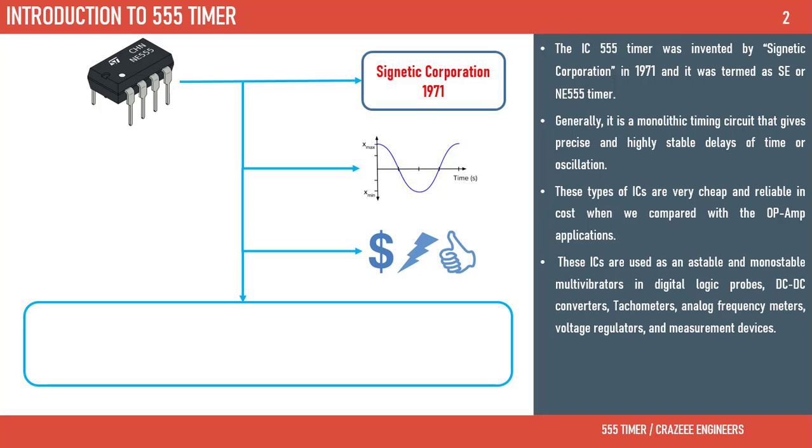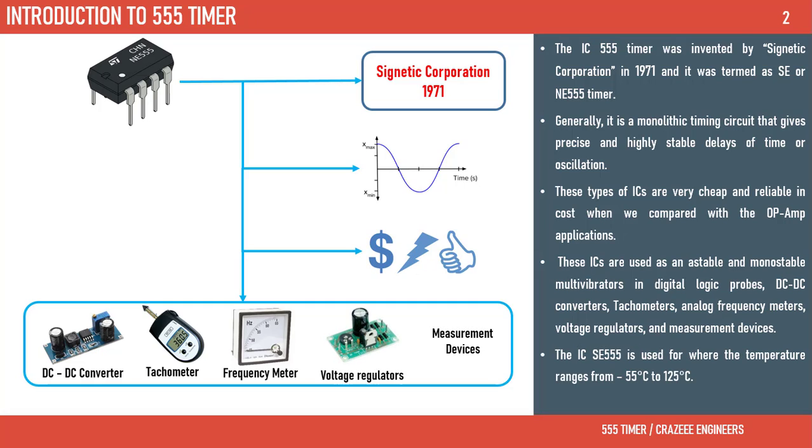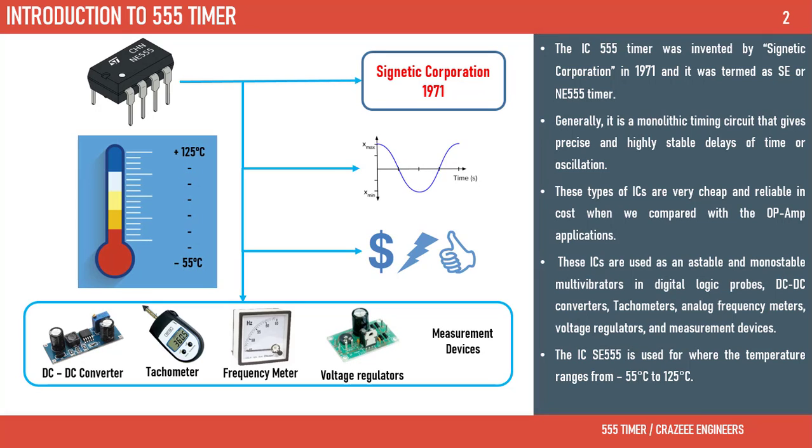These ICs are used as astable and monostable multivibrators in digital logic probes, DC to DC converters, tachometers, analog frequency meters, voltage regulators, and measurement devices. The IC 555 is used in the temperature range from -55 degrees Celsius to 125 degrees Celsius.